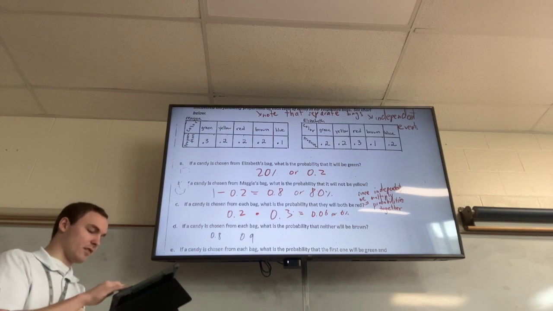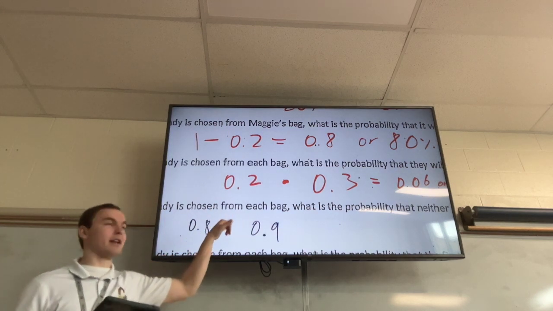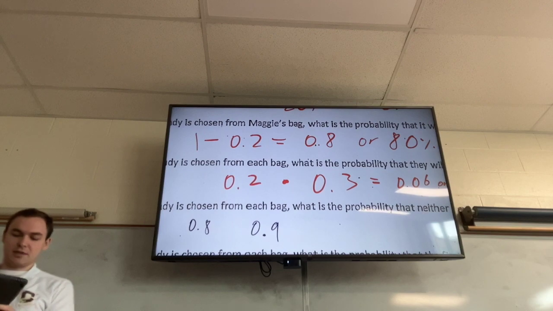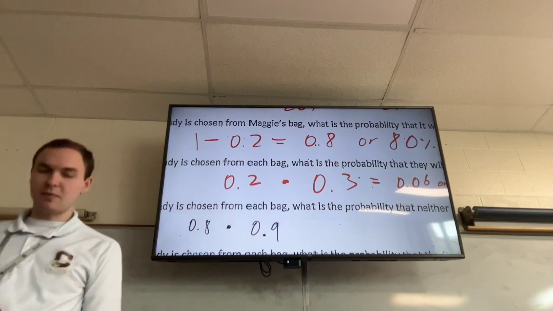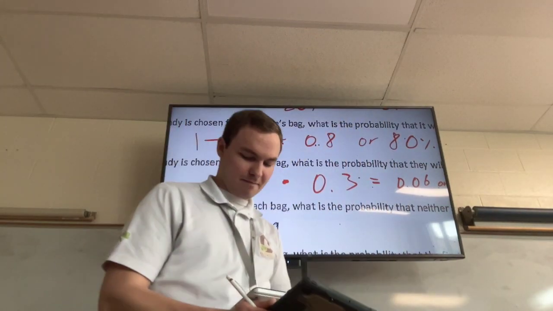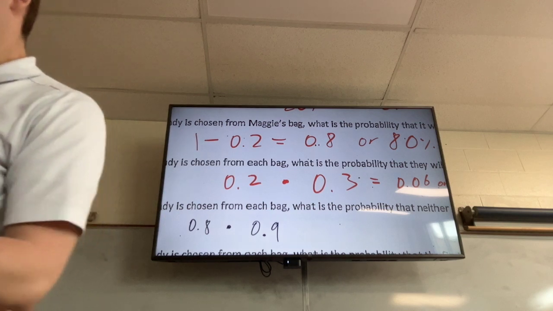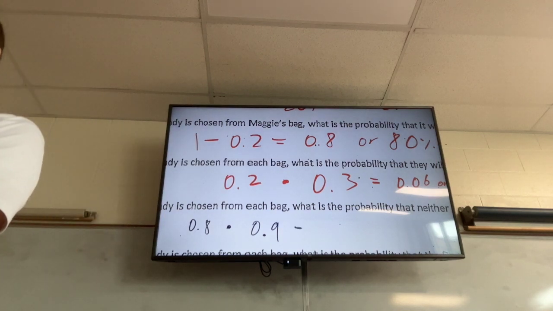And then I do what? My final answer, if we want neither of them to be brown, these are independent events, so I do what here? Times, yep. So it's 0.8 times 0.9. Okay, I got 0.72. 72% chance that neither will be brown.